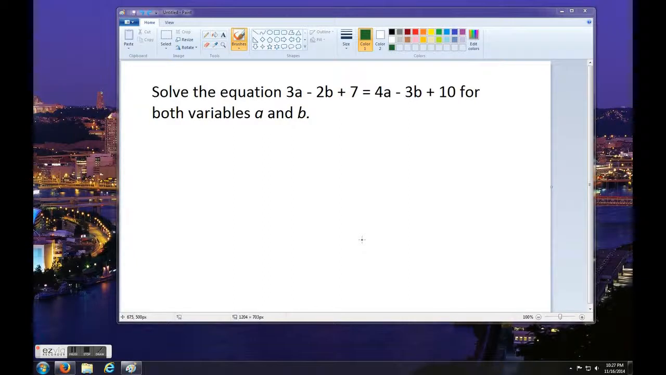Guys, it's me, Mr. Wagner, just playing a little ukulele. You know, set the tone, set the mood, nice peaceful instrument, to do some math.